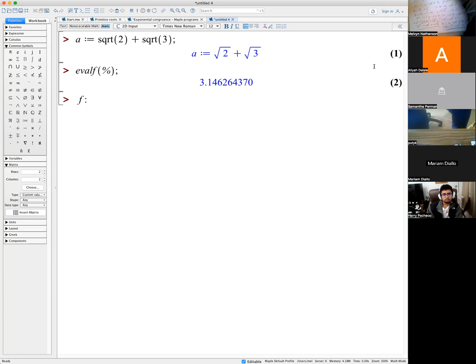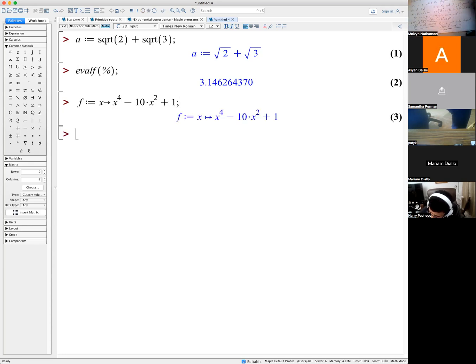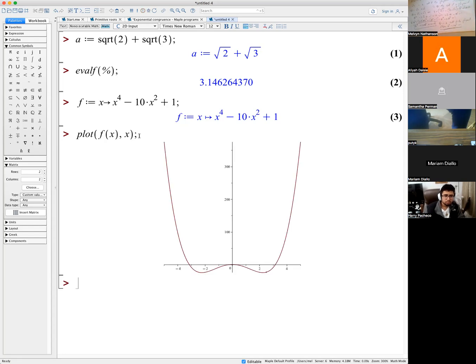Then I want to define my polynomial. This is a polynomial function. F of x is going to be equal to x to the 4th minus 10 times x squared plus 1. That's a polynomial. I'm curious to see what it looks like. I could plot f of x. Oops. What's that dot doing there? That shouldn't be there. Plot f of x. There's the plot.